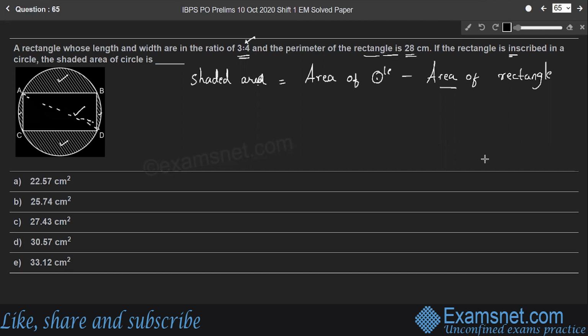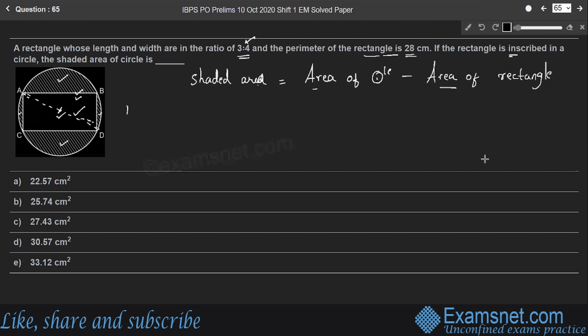Using the ABCD rectangle, join A and D, and using the Pythagoras theorem in triangle ABD, find the value of AD. Half of AD gives the radius of the circle. Using the radius, find the area of the circle. Right? So let us go step by step. Our first step is finding the length and breadth of the rectangle.